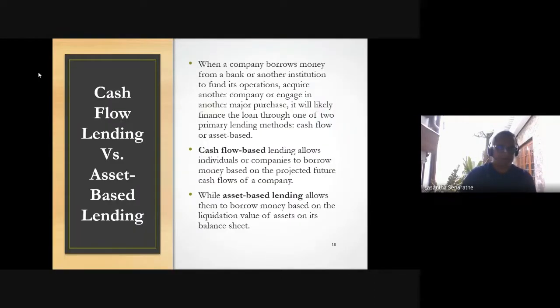Right. Now cash flow lending versus asset-based lending. These are two instruments that we use in the system. Either you look at the cash flow of the business and you lend, because when you come to Citibank, they are more into this cash flow lending. They look at the project and the feasibility and they lend. While the majority of the banks, local banks, are much more focused on asset-based lending.